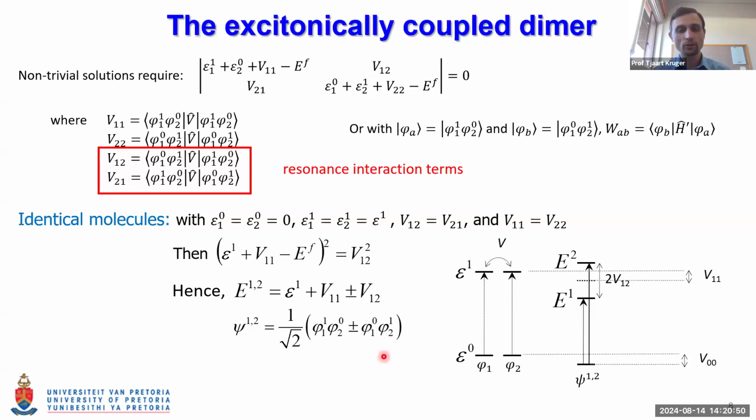Let's have a closer look at these wave functions. Before we do that, just a different notation that I'm also going to use later on. If we use this notation, this is equivalent to this notation, where molecule 1 is in the excited state, molecule 2 is in the ground state, and here molecule 1 is in the ground state and molecule 2 in the excited state.